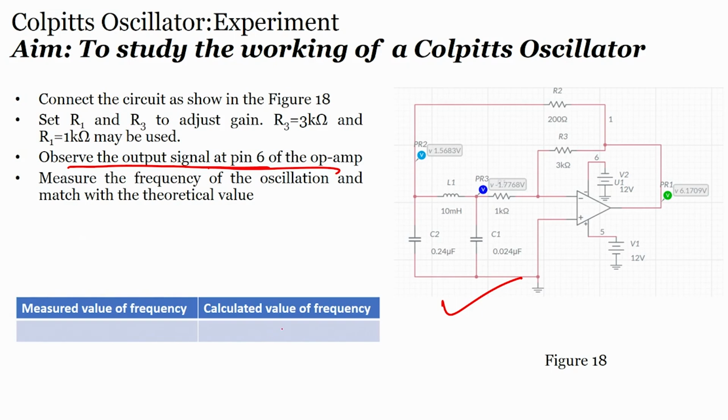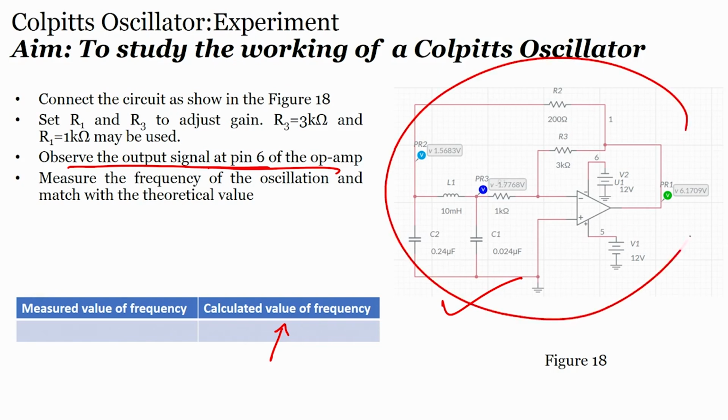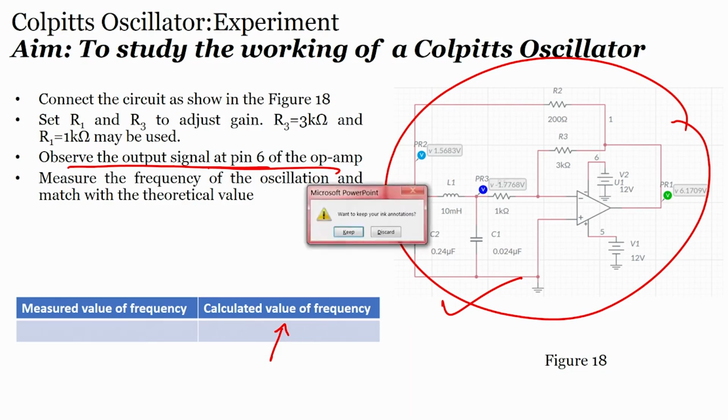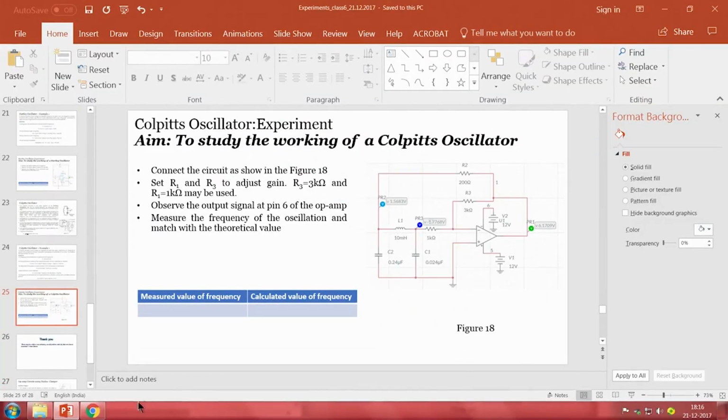I am not calculating the theoretical value right now. We have seen in the previous example how you can calculate the frequency of oscillation using the formula. What I want to show today is how you can measure the output signal using Multisim, how we will design the circuit in Multisim, and how we will see the change in the output signal. For that, let us again ask Sitaram to show us how to design this circuit in Multisim. While he is designing, I will show you what exactly we have designed.